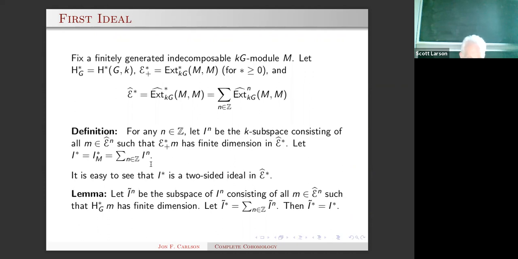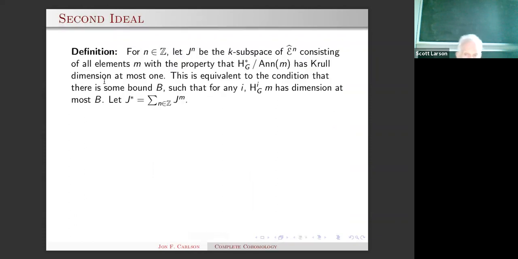And this is an important point. The reason why these two are the same: it's easy to see that the I tilde is contained in the I. Going the other way, you have to use the fact that the cohomology ring of M is finitely generated over the cohomology ring of just the trivial module. Okay, so that's the first ideal.